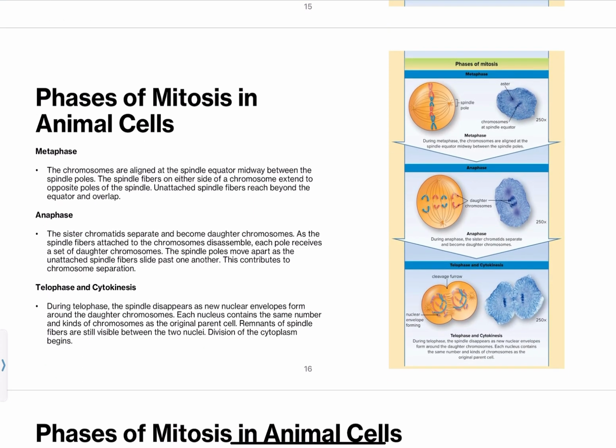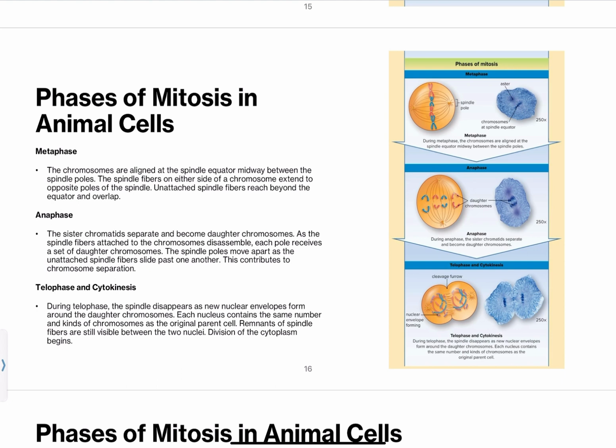In metaphase, the chromosomes are going to line themselves along the spindle equator, which is also called the metaphase plate, basically the middle of each cell. Each chromosome is going to be perfectly positioned with spindle fibers from opposite poles attached to either sides. We also have some other spindle fibers that aren't attached to chromosomes, and they're going to stretch beyond the equator and they're going to overlap. And these are just really there to help stabilize the structure.